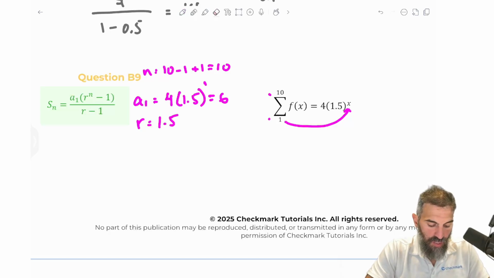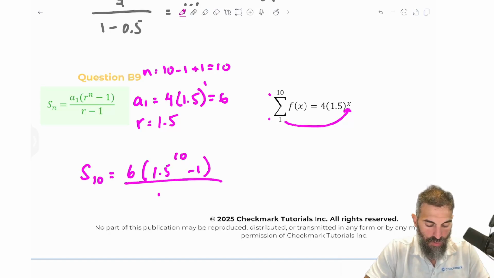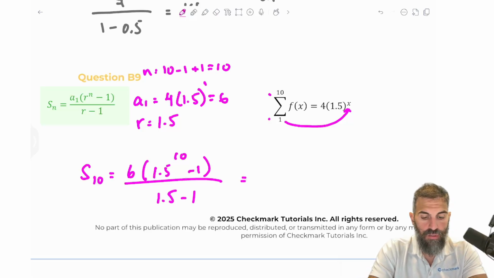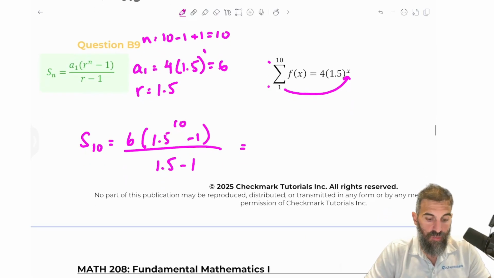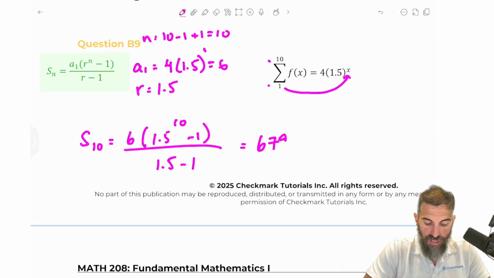If you want the sum here of the 10 terms, take your first term, which is 6, the rate, which is 1.5, your n is 10, minus 1, over 1.5 minus 1. That gives 679.98.